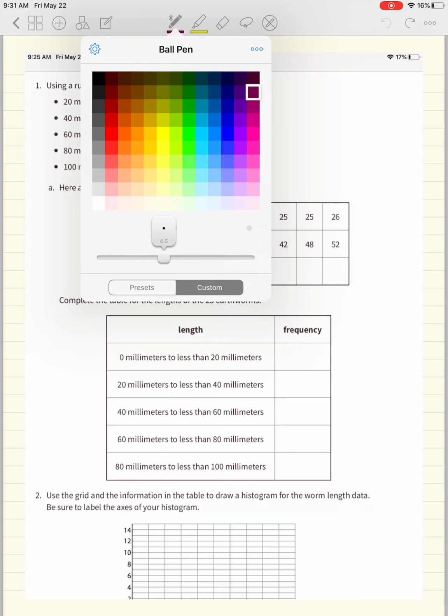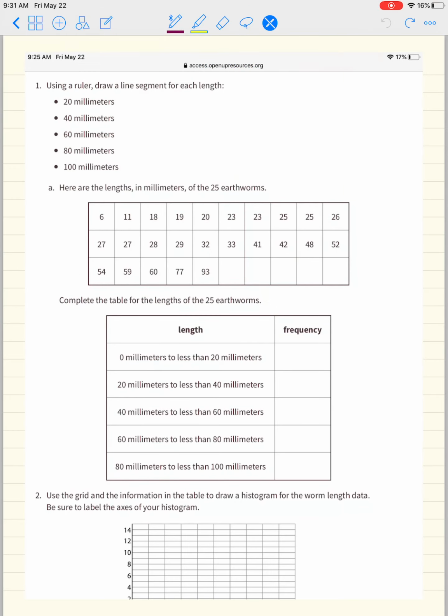So yesterday we started doing this. Remember that when you are dealing with frequency, it means you are counting the number of data we have in that range. So for example, 0 millimeters to 20 millimeters. Let's go through and highlight all that fit. We have 6, 11, 18, 19, I think that's it. So we would put a 4 under frequency because we just counted 4 lengths.